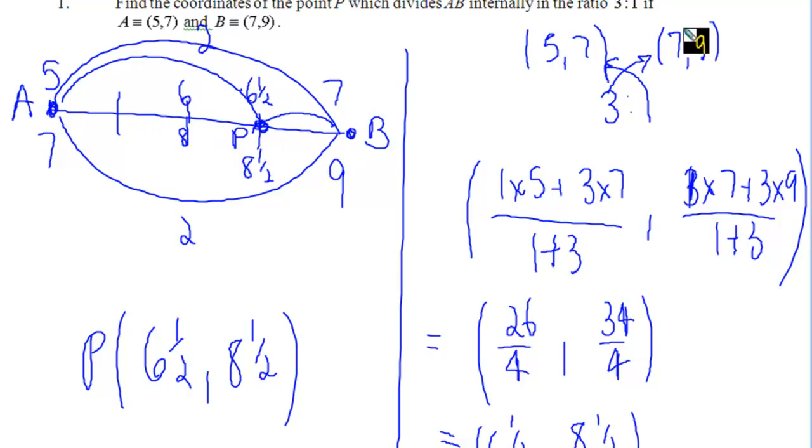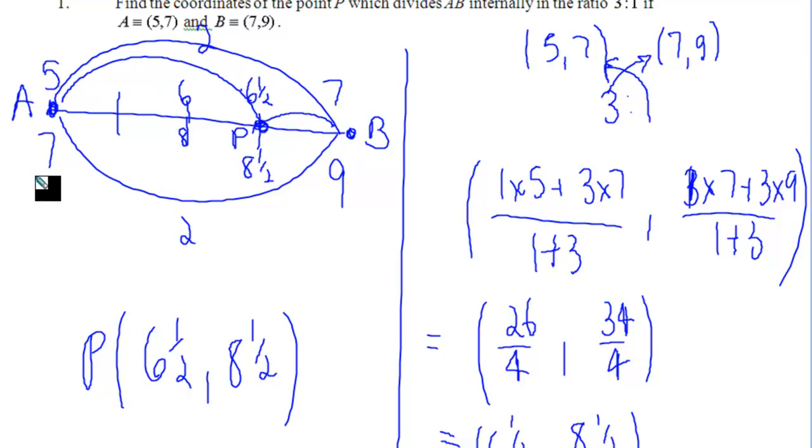There's 4 parts between A and B: 3 parts to P and 1 part to B. So A to P was 3, P to B was 1. And they're both going to go in the same direction, so that's why you can do that jump. Now, if there's going to be 4 parts, the difference between A and B, 5 to 7, there, is 2. So there's 2 units between the 5 and the 7.